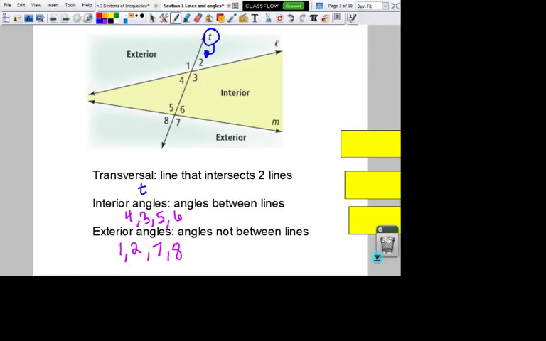Make sure everybody's got it down below. I don't want to go too fast, so if I'm going too fast, just let me know. I try to make these definitions as easy to write as possible, but sometimes there's no way around it. What was 4, 3, 5, 6? Yep. What was the other one? 1, 2, 7, 8.